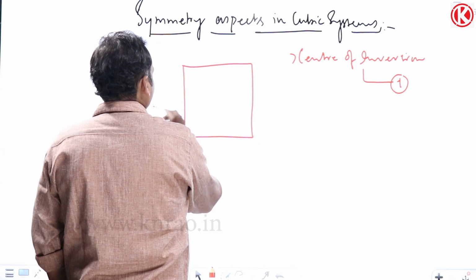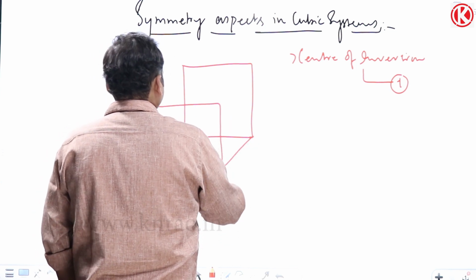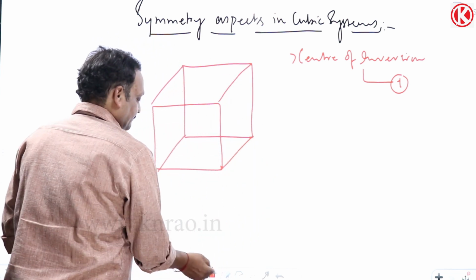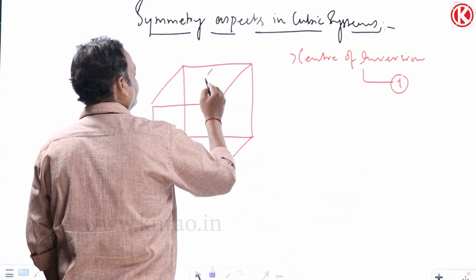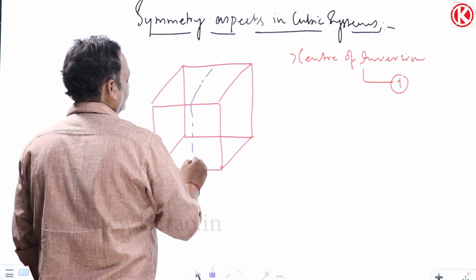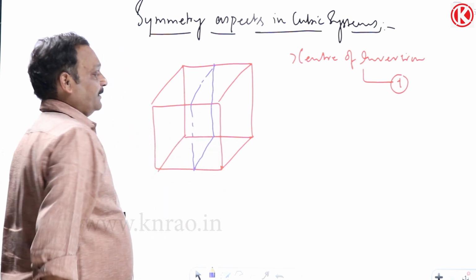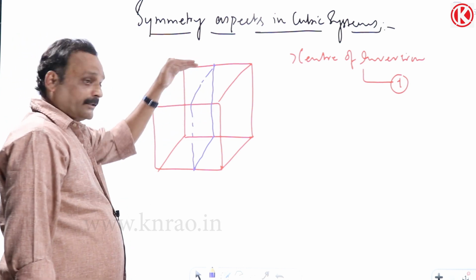Again, you draw one cube. By this time, you should become perfect in drawing perfect cubes. Now, look at this plane. That plane is passing through the midpoint of the top face.